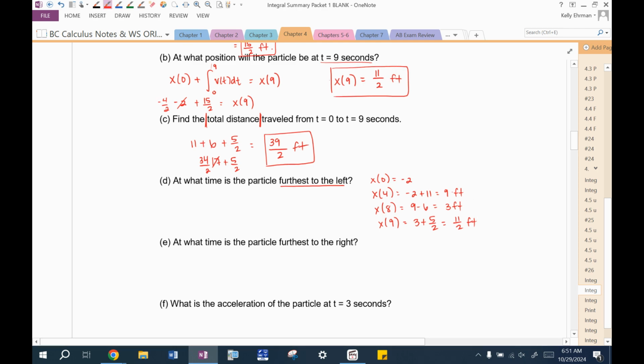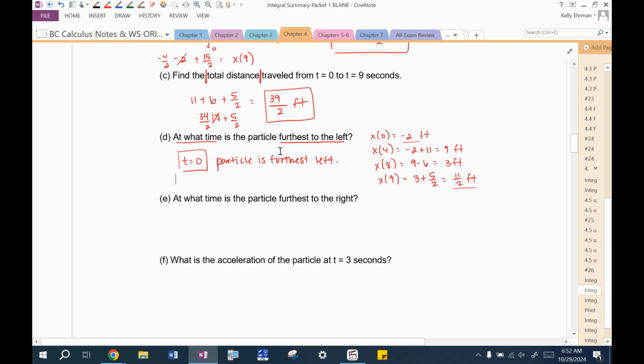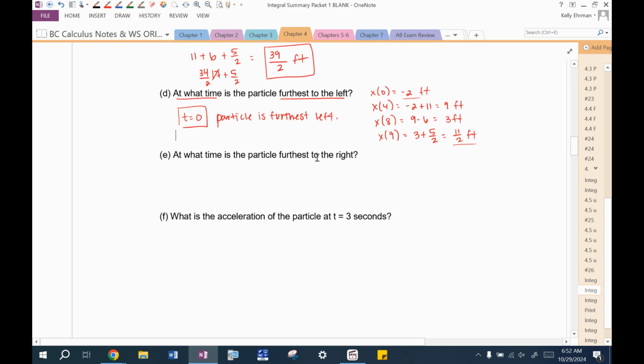So, okay, which one is farthest to the left? I basically just did a little bit of extreme value theorem, found the endpoints and found the changes in between. So it's right here. It's at -2 feet. So at what time? At t equals 0, particle is furthest left. Is it furthest or farthest? I always go back to this. I asked Mrs. Trujillo one time, and of course, I can't remember the rule. I'm just going to go with furthest.